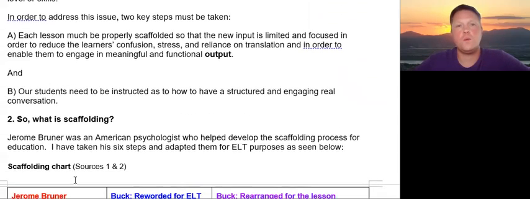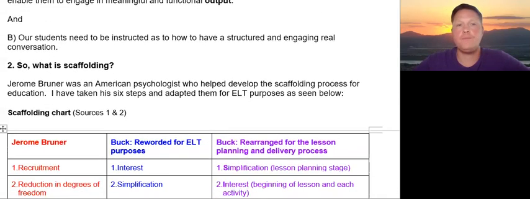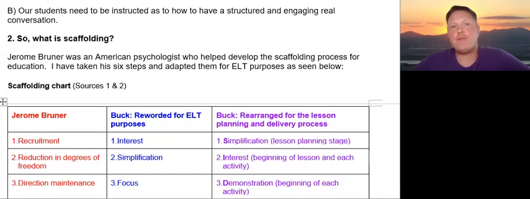So what needs to be done? A, each lesson must be properly scaffolded so that the new input is limited and focused in order to reduce the learner's confusion, stress, and reliance on translation, and in order to enable them to engage in meaningful and functional output. And B, students need to be instructed as to how to have a structured and engaging real conversation.